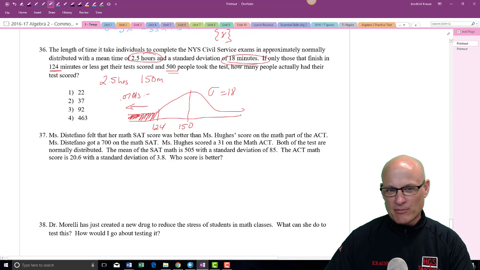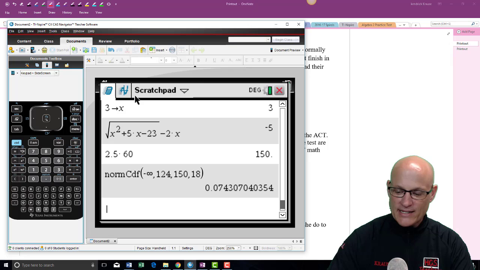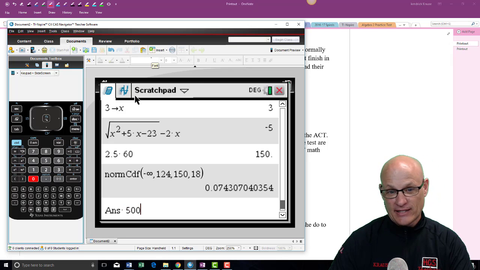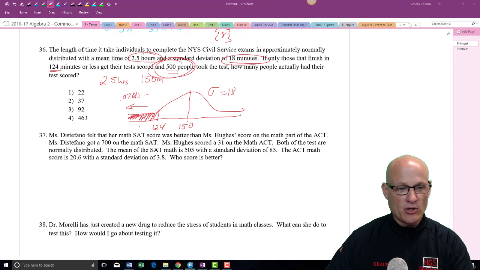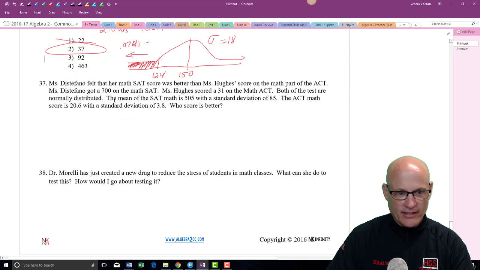But that's not part of the problem. It's 500 people, so I've got to take this and multiply by 500. And that will tell me how many people are going to get their test scored. 37.15. By the way, that's not at all how it works, but I thought I'd tell you that.